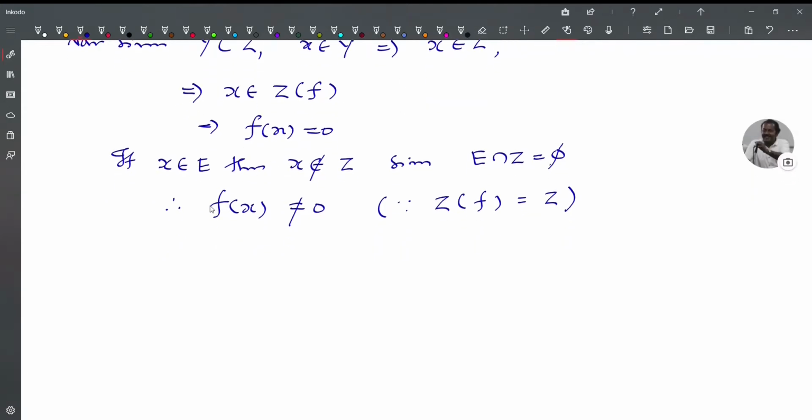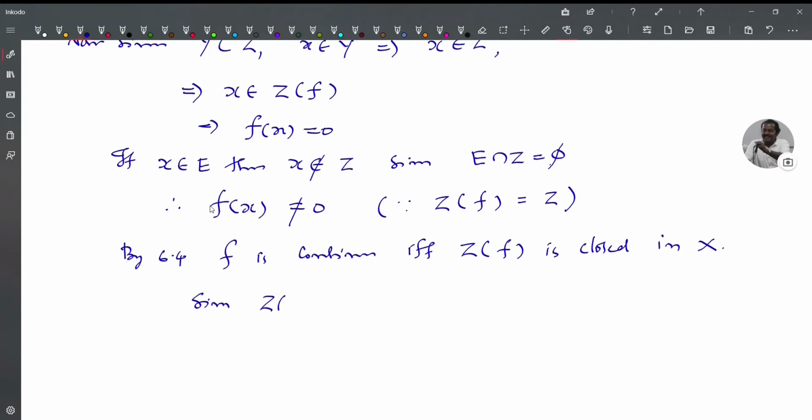By 6.4, we have f is continuous if and only if the null space of f is closed in X. Since the null space of f is Z and Z is closed, f is continuous. Thus, the theorem is proved for K equal to R.